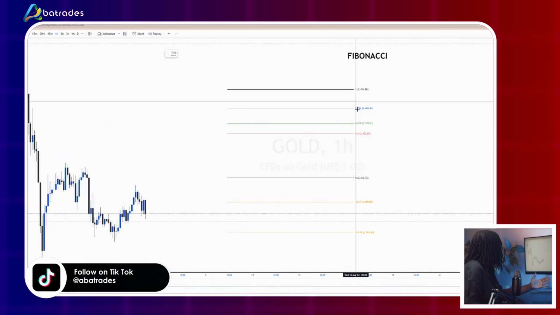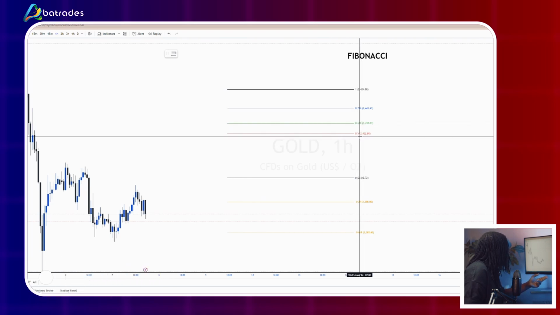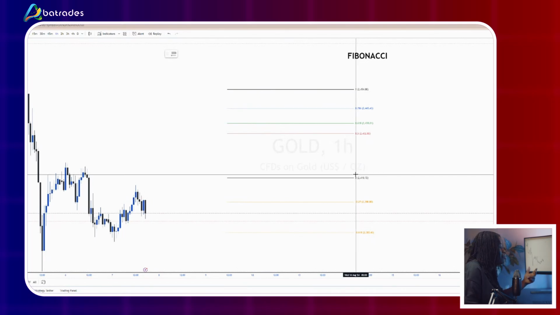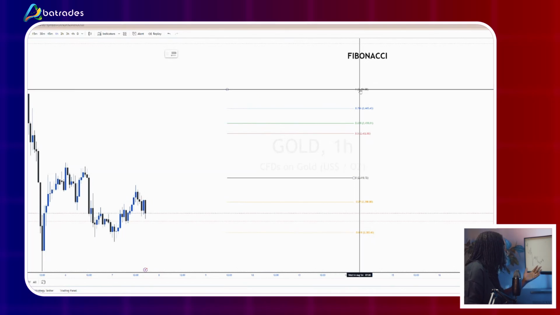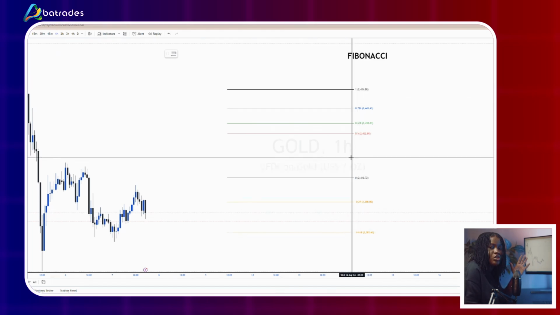We have 1, we have 0.786, which is also 78.6, we have 61.8, we have the 50%, we have the 0%, we have the 38.2, we have the 23.6, and a lot of other settings that you can actually use for Fibonacci. But when I'm trading Fibonacci, these are the ones that I concentrate on. These are the ratios that I use when I'm trading Fibonacci.